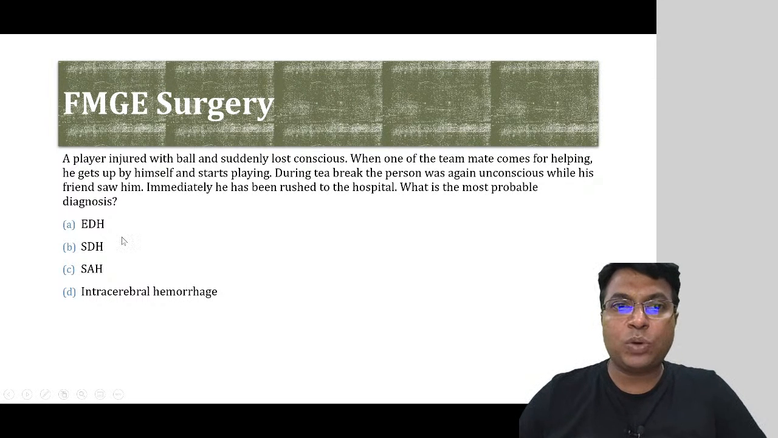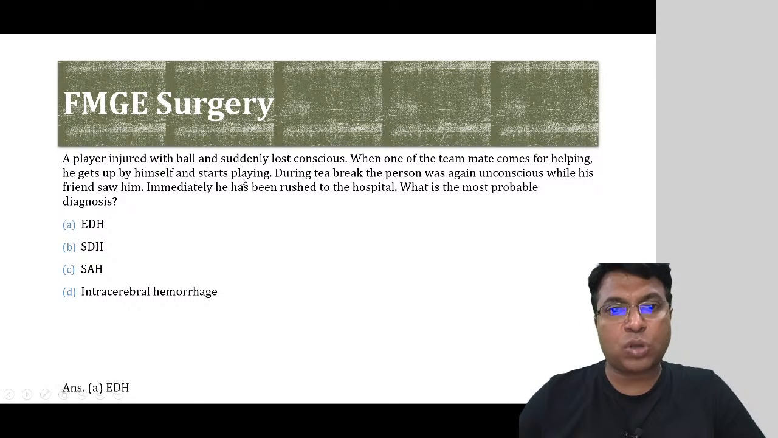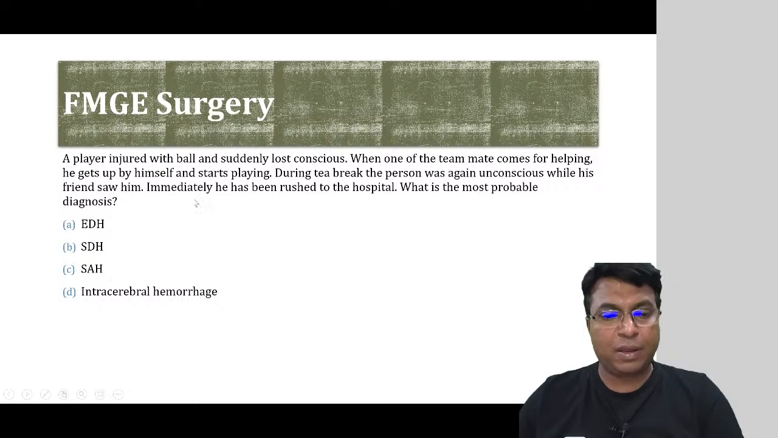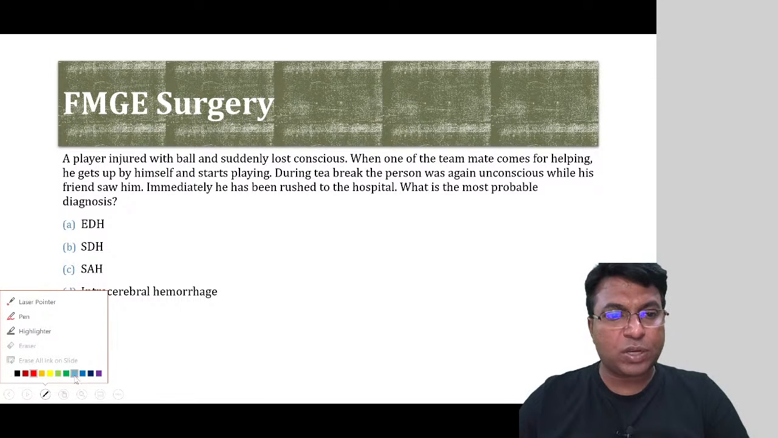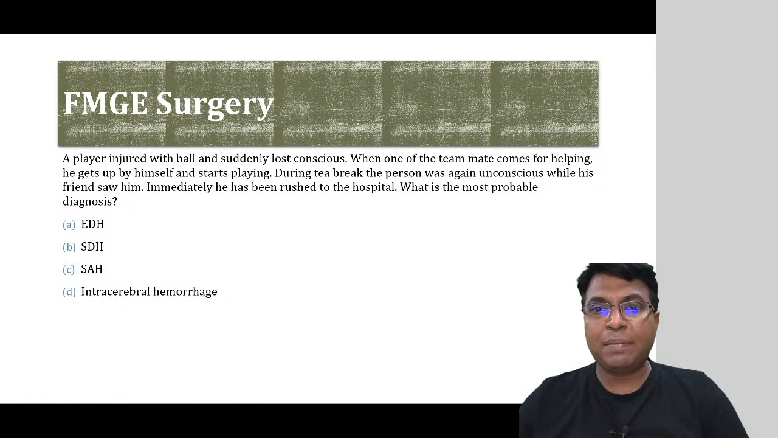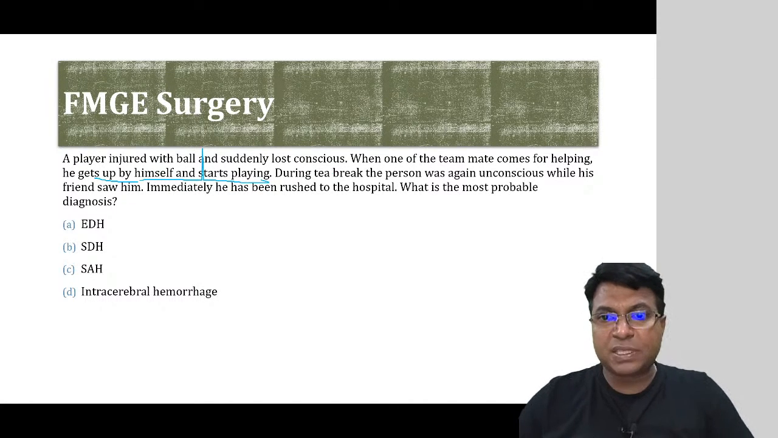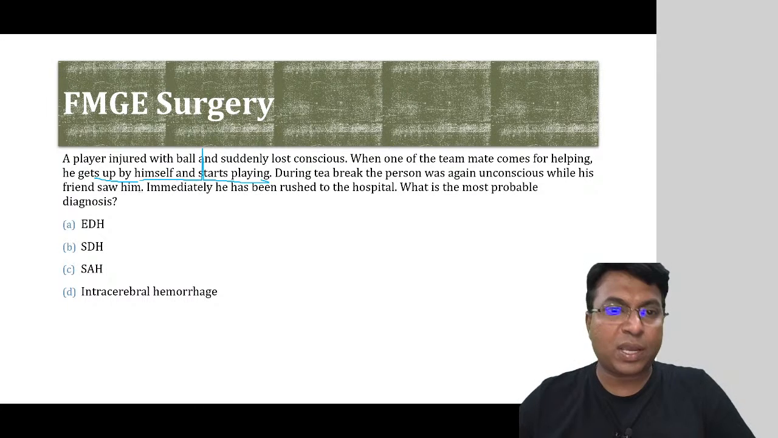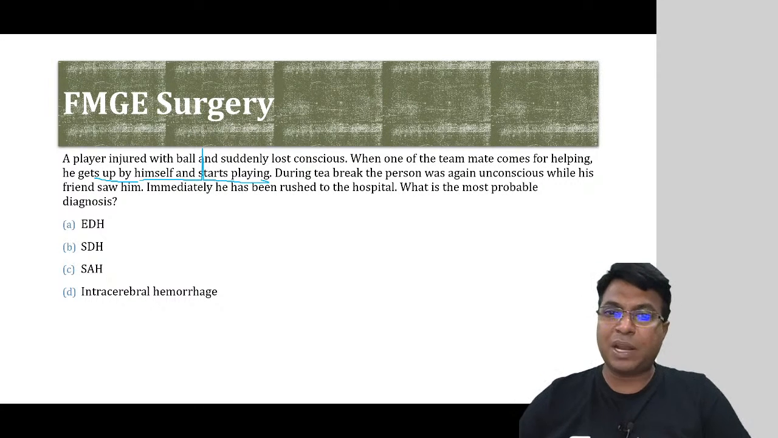A player is injured with a ball and suddenly loses consciousness. When one of his teammates comes to help, he gets himself up and starts playing again. During the tea break, the person is again unconscious when his friend sees him. Immediately he is rushed to the hospital. What will be the diagnosis?